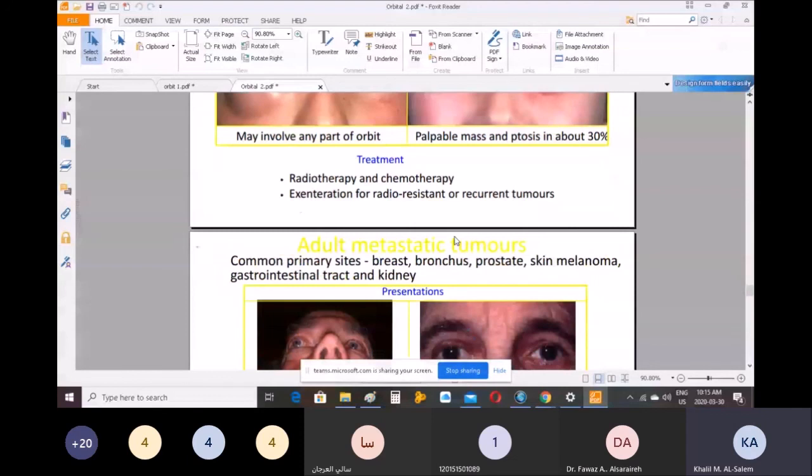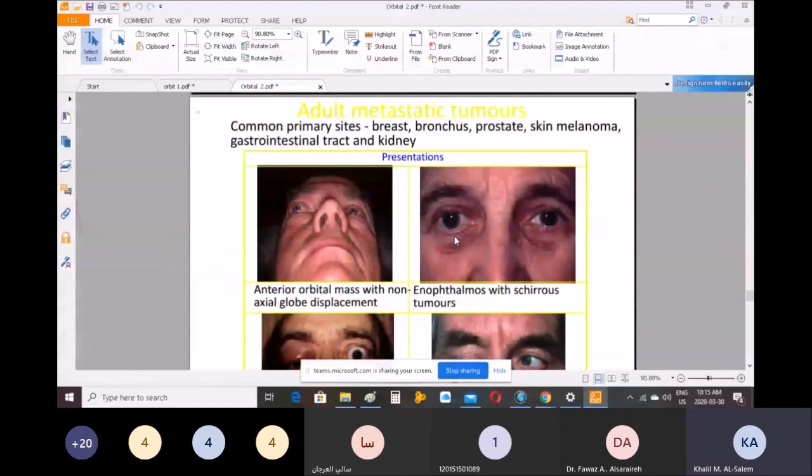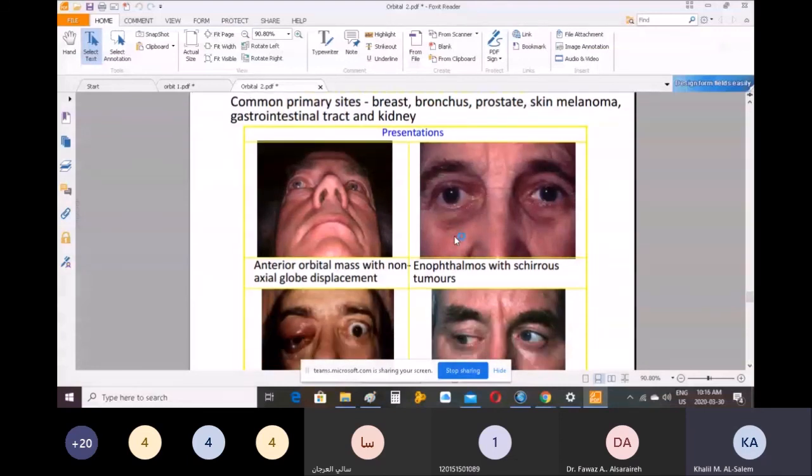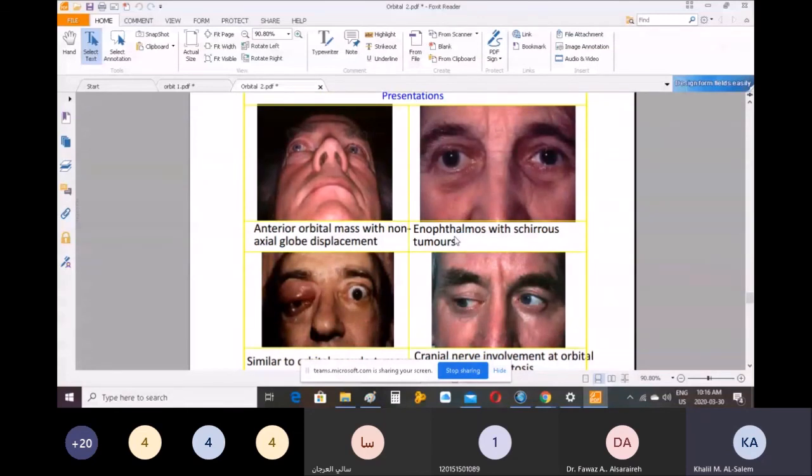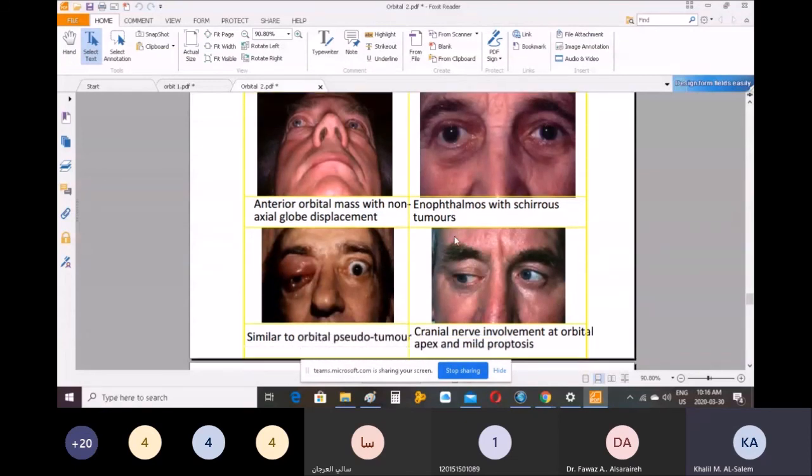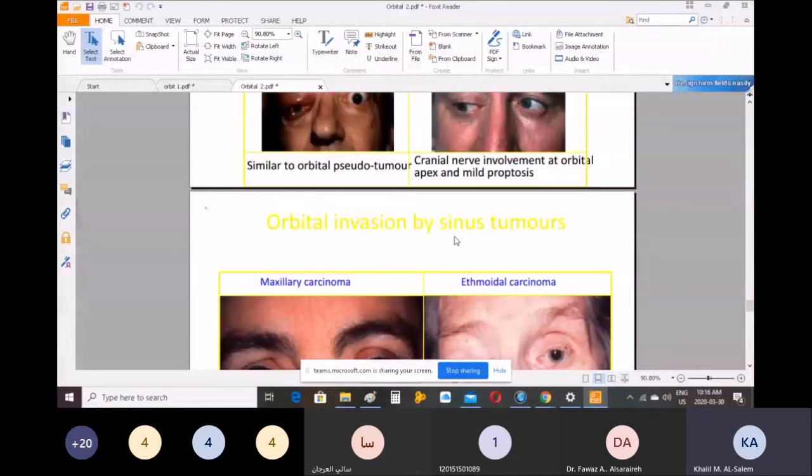Now, what is the most common malignant tumor of the orbit in adults? This is metastatic, either from the breast, the bronchus, the prostate, melanomas, the gastrointestinal tract, and kidneys. Usually they can come with enophthalmos or proptosis. So there are various presentations of those tumors.